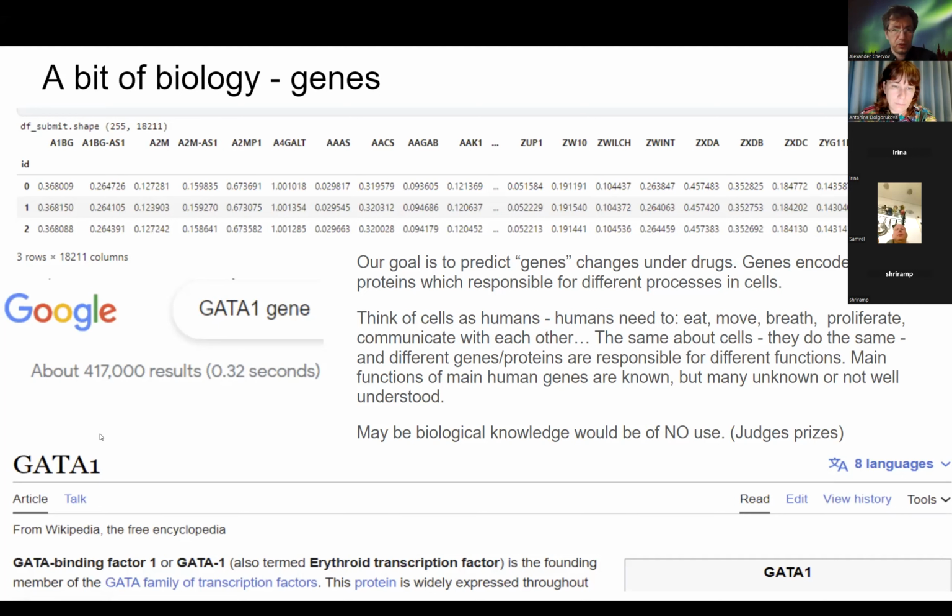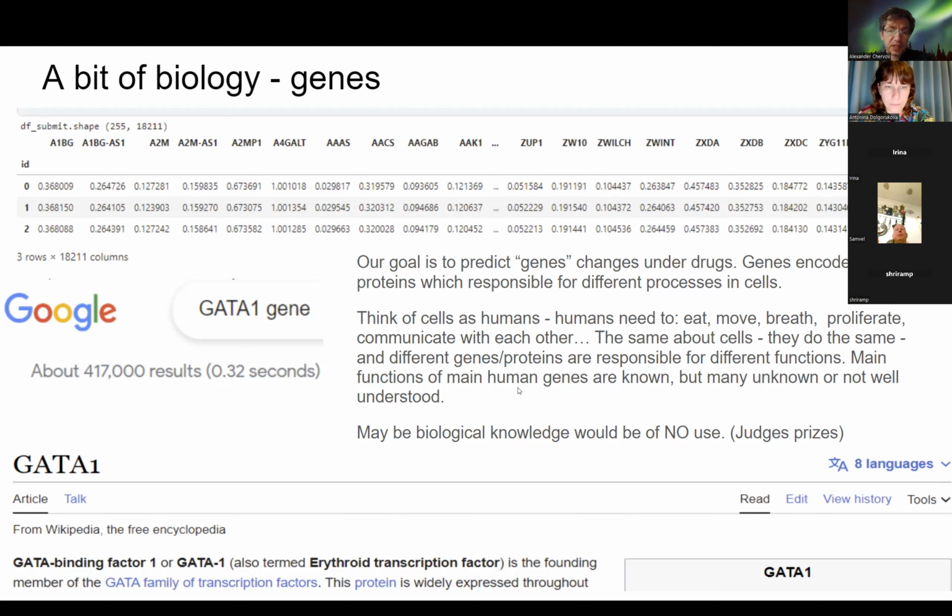So if you don't know what it is, just try Google, Wikipedia, and another resource, which I'll show you in a moment. So how to think about the genes? Let us think about cells like humans. Humans need to eat, move, breathe, proliferate, communicate with each other. The same is true of cells. They do similar things: they need to eat, move, breathe, proliferate, and so on. Different genes are responsible for different functions. That's why we have so many genes, because cells need to do many things.